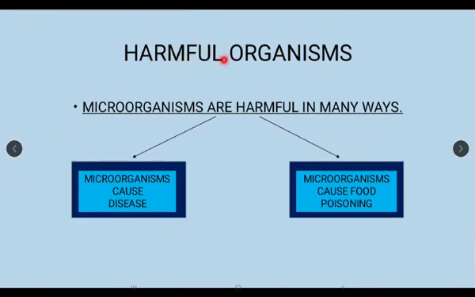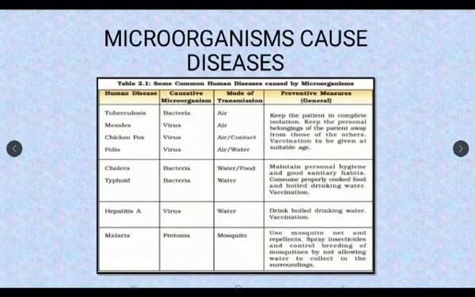Now the harmful microorganisms. Microorganisms are harmful in many ways. Microorganisms cause disease. Some microorganisms cause food poisoning. We will discuss them one by one. So microorganisms cause diseases. Let us take the first disease, tuberculosis. This disease is caused by bacteria and the mode of transmission is through air.